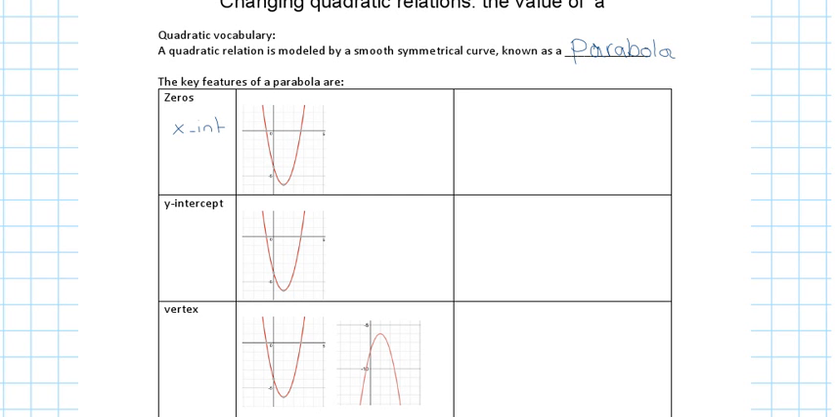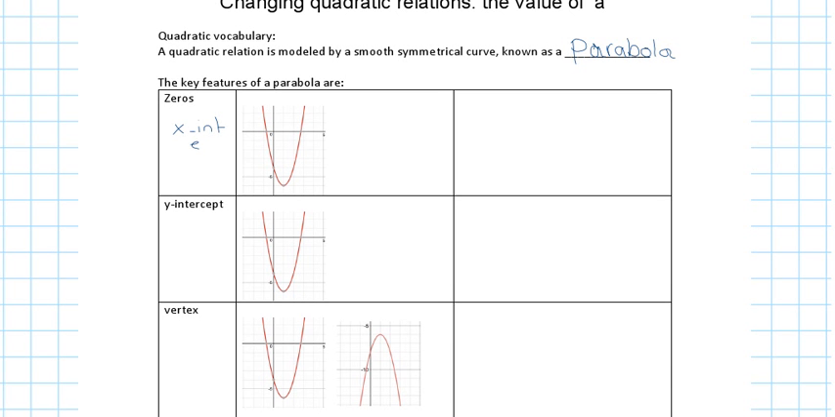Let me just move it. So when I refer to the zeros, I'm referring to this point and this point. I'm referring to these points. So x-intercept, or when the graph intersects the x-axis. Now there is a specific way that we write these.